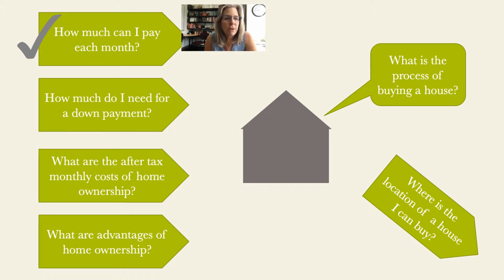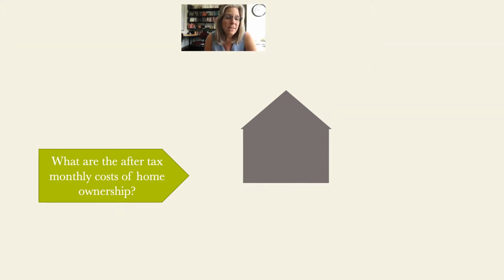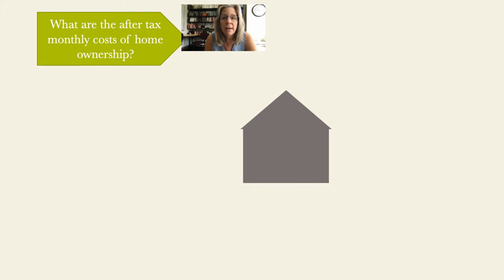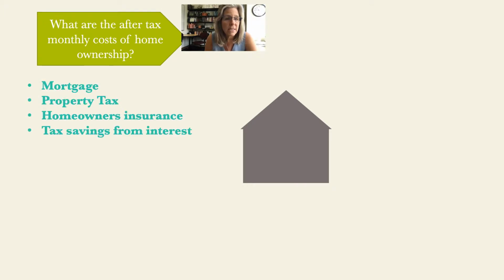So we sort of have an answer now to this question of how much can I pay each month. The second thing I'm going to do is actually say, well, what are the after-tax monthly costs of home ownership? So we have an approximate value of $2,500, but there's other expenses that go with owning a home, and there's also some after-tax consequences of that. So when I look at this, I'm going to look at there's various things that I have to pay: the mortgage or the loan. So when I use the word mortgage, I interchange it with the concept of a loan.